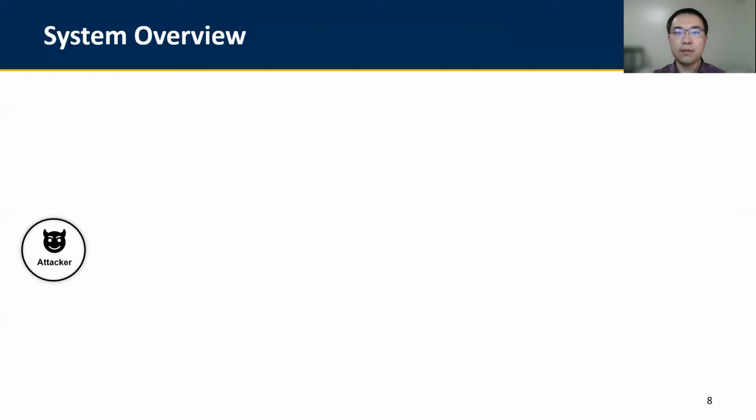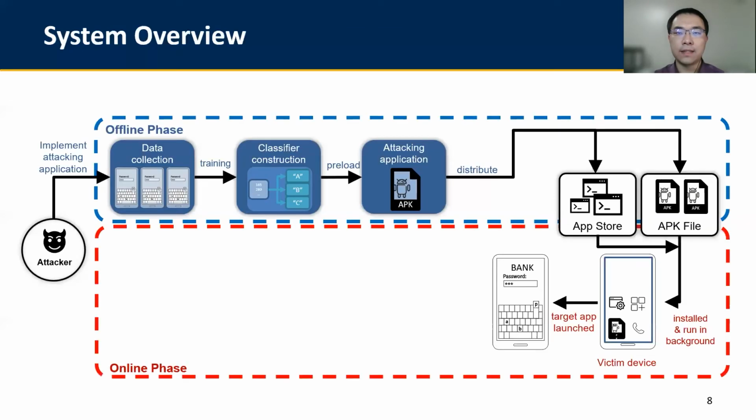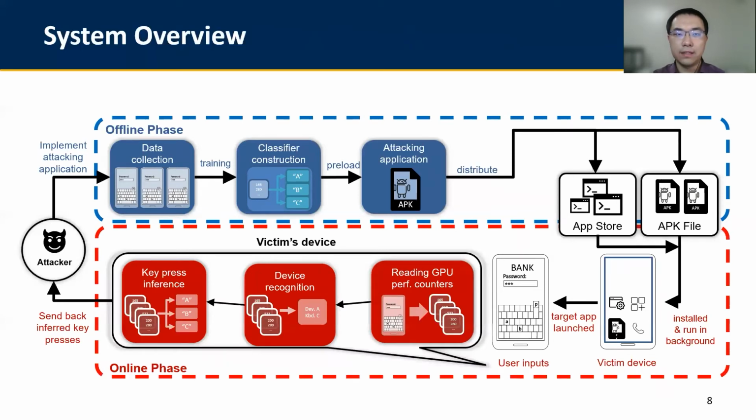Based on these insights, we design an attacking system as follows. The whole system consists of 2 phases, an offline training phase and an online attacking phase. In the first step, the attacker uses their own device to collect GPU PC data and construct an input classification model based on the collected data. This trained model, along with the eavesdropping code, is then embedded onto an attacking app as malware. When the attacking app is ready, it can be distributed through the App Store, such as Google Play, or published individually as APK files on the internet.